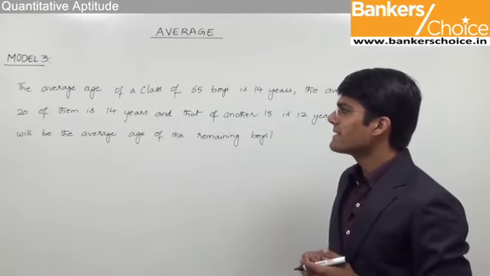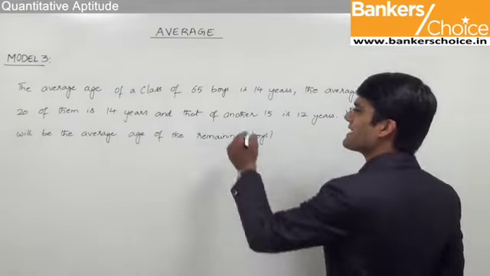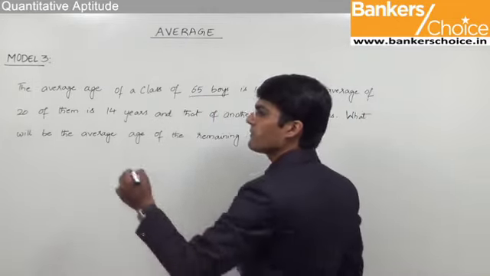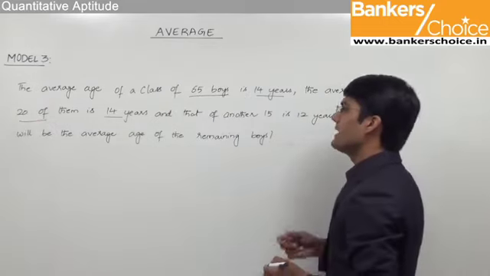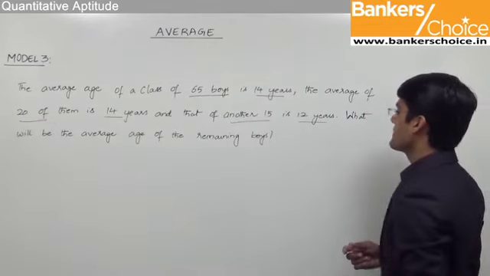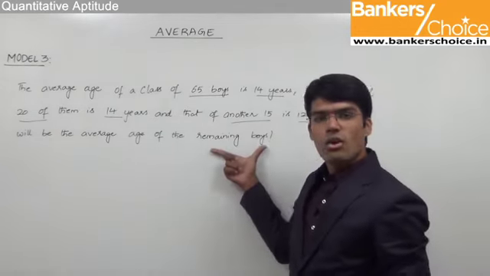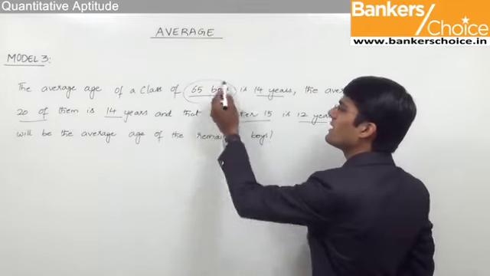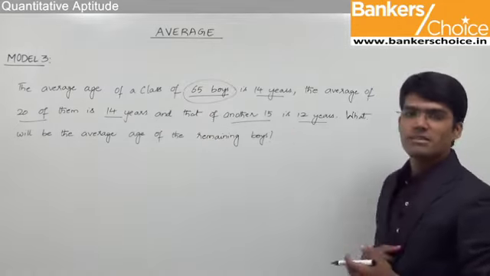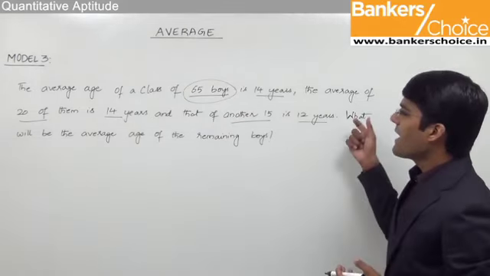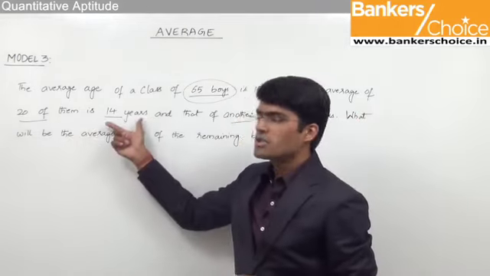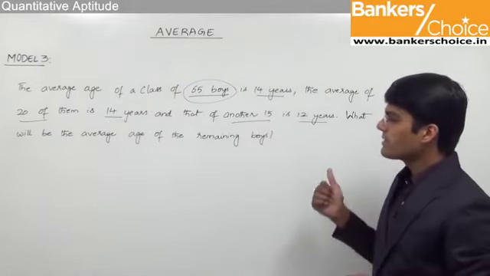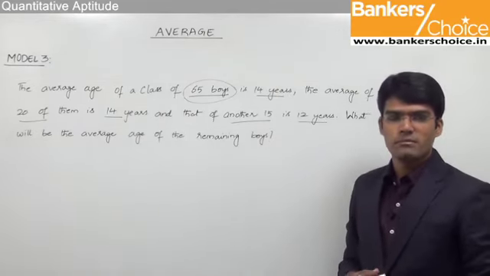The given question here is, the average age of a class of 65 boys is 14 years. The average of 20 of them is 14 years, and that of another 15 is 12 years. So what will be the average age of the remaining boys? So as you can see here, the average age of the whole class of 65 boys is given, that is 14 years. And then the average of a group of 20 of them is given, which is 14 years, and another group of 15 boys is 12 years. And we are supposed to find out the average age of the remaining boys.